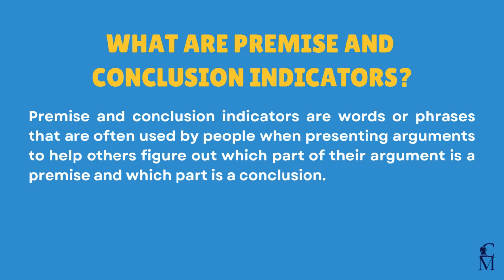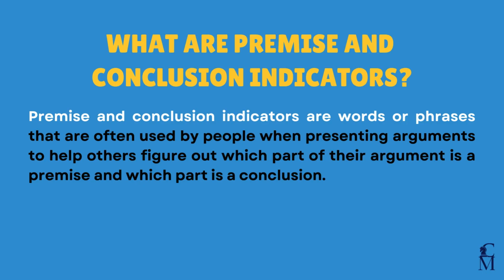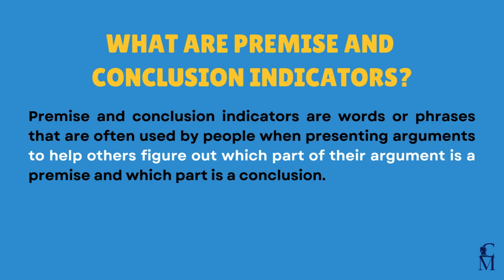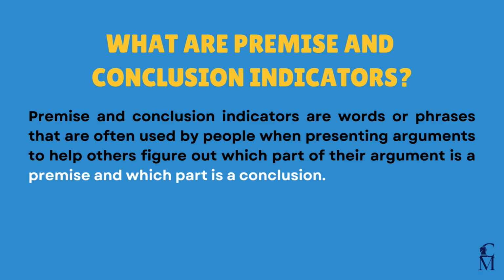What are premise and conclusion indicators? Premise and conclusion indicators are words or phrases that are often used by people when presenting arguments to help others figure out which part of their argument is a premise and which part is a conclusion.